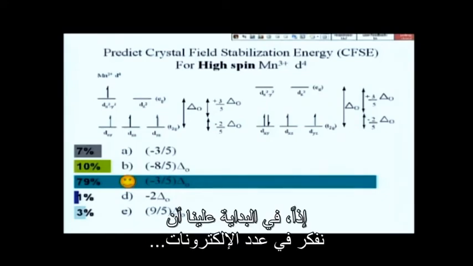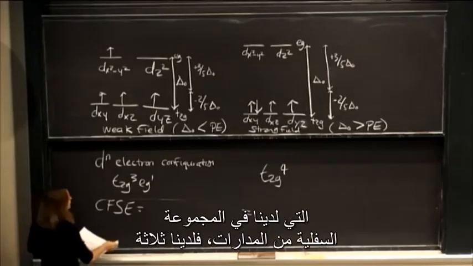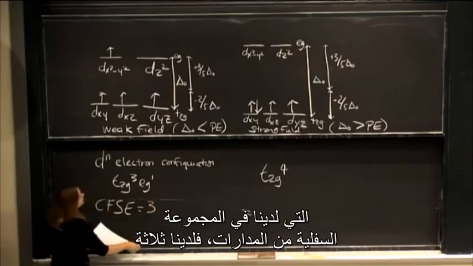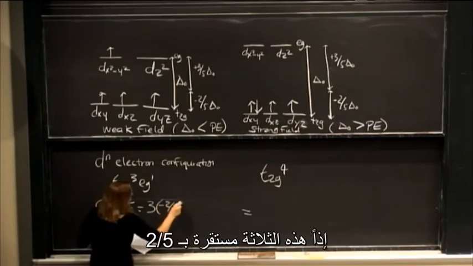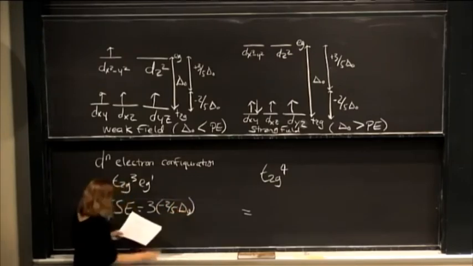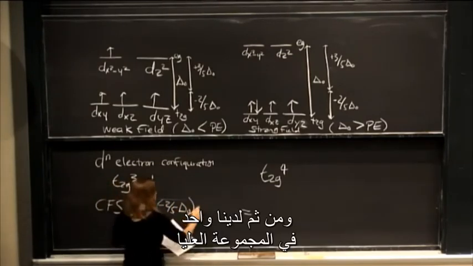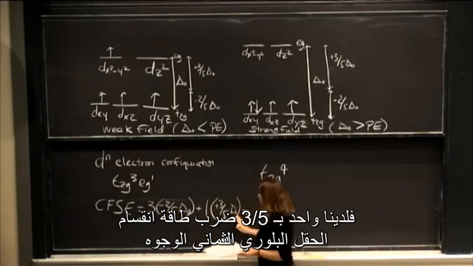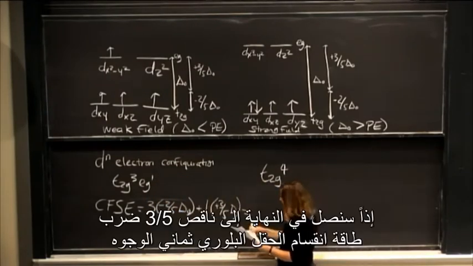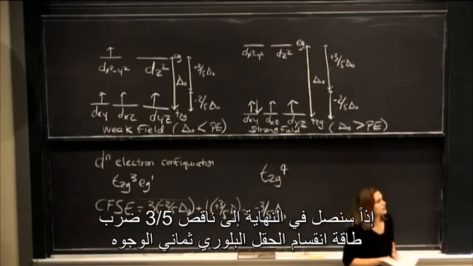So let's work this out. So first we consider how many electrons we have in the lower set of orbitals. So we have 3. Those 3 are stabilized by 2/5. And then we have 1 in the upper set. So we have 1 at 3/5 times the octahedral crystal field splitting energy. So this ends up with minus 3/5 times the octahedral crystal field splitting energy.